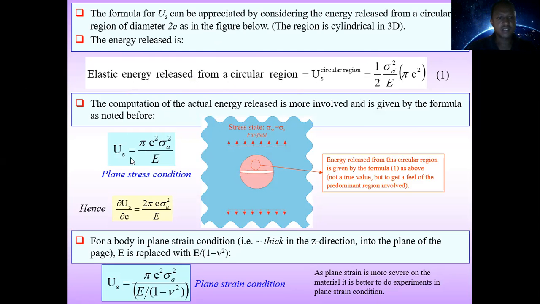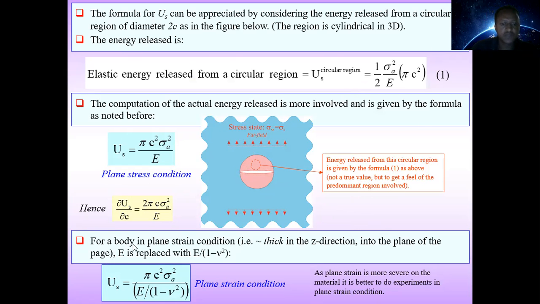Formula: Us is equal to pi c square sigma a square over E. So this is in plane stress condition. Hence, dUs over dc is equal to 2 pi c sigma a square over E. So here, in this case, the energy release from the circular region is given by formula 1 as above. So that is taken for this region.